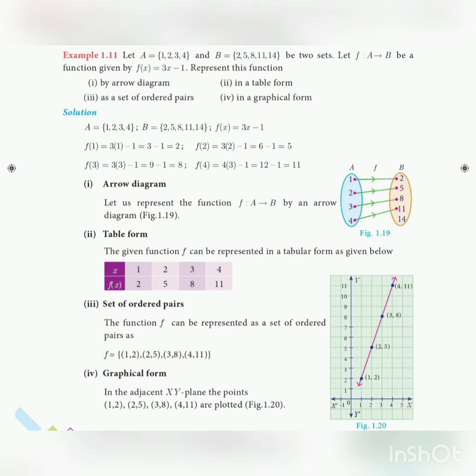Last, fourth subdivision is graphical form. Graphical form means we just take all those 4 points and plot those points in the xy plane and then connect all those points. We get the graphical form. Hence, example 1.11 is completed.